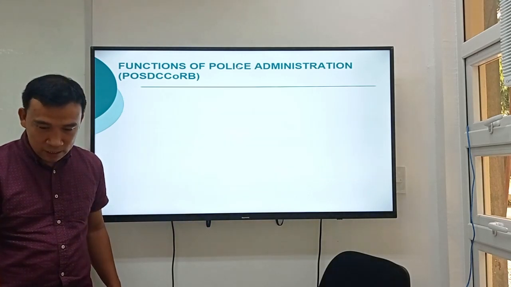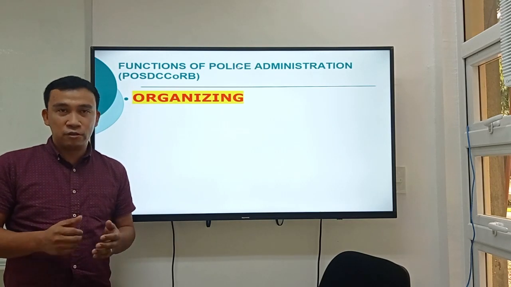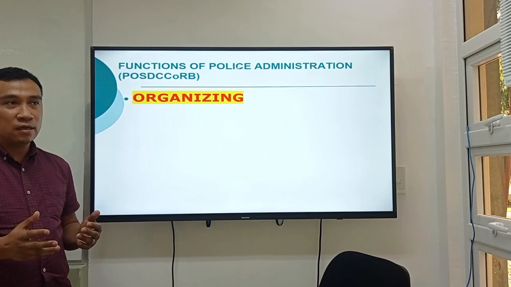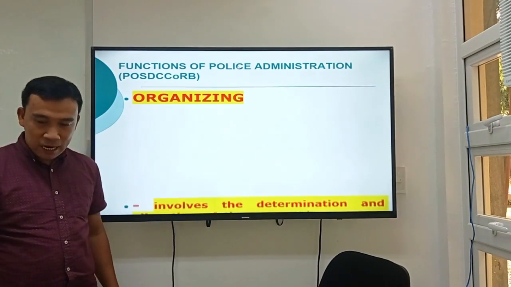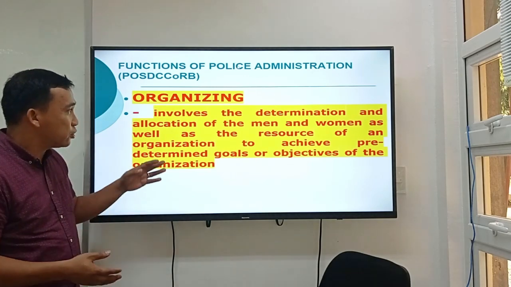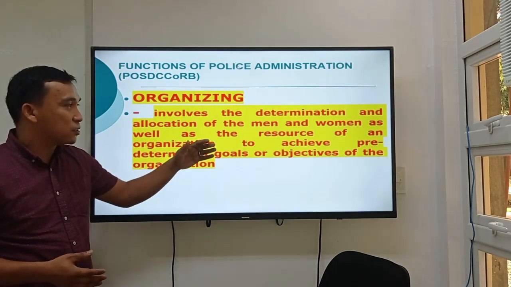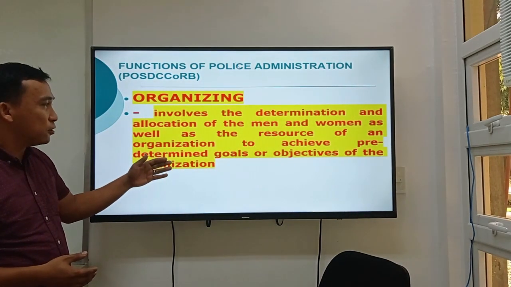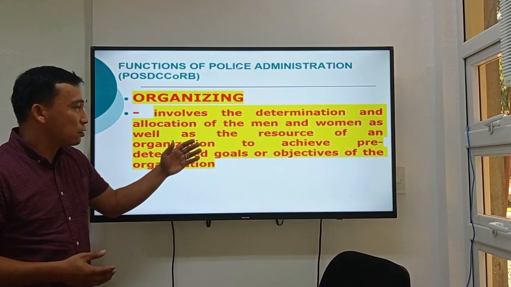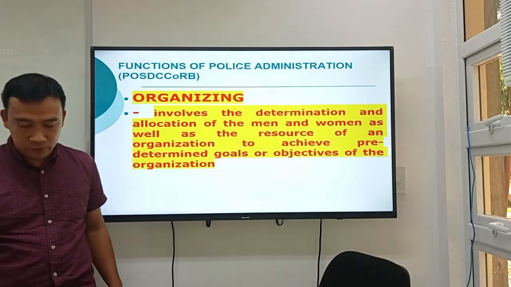And secondly, we have the so-called organizing. Another function of police administration is organizing. Organizing involves the determination and allocation of men and women, as well as the resources of an organization, to achieve the predetermined goals or objectives of the organization. Okay, so that is number 2.